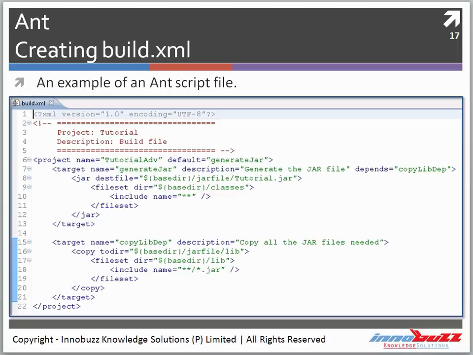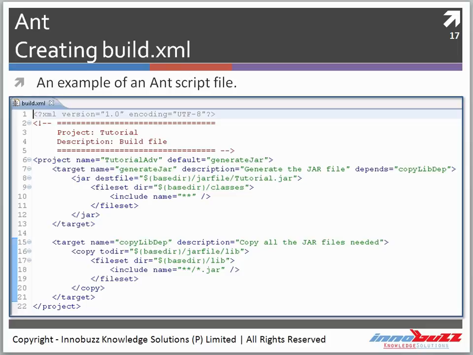Inside the generate jar target is defined the task to be used, in this case, the jar task. The destination file is defined using the destfile element, and also the name of the jar file generated. Inside this jar task is defined all the files that will be included on the jar file. As you can see, it will include all the Java classes.